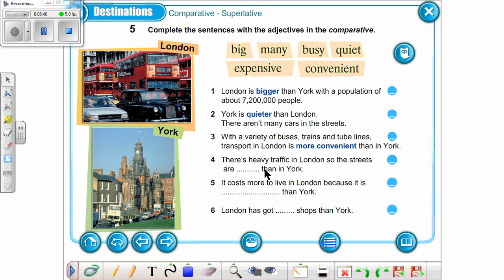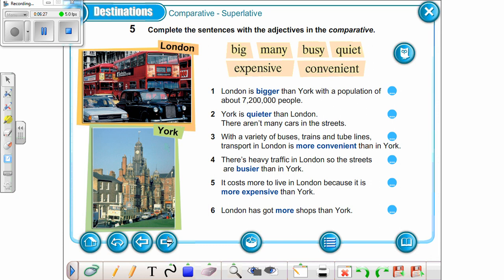Number 4, there is heavy traffic in London, so the streets are space than in York. So the streets are busier than. It costs more to live in London because it's space than York. It costs more to live in London because it's more expensive than York. Number 6, London has got more shops than York.